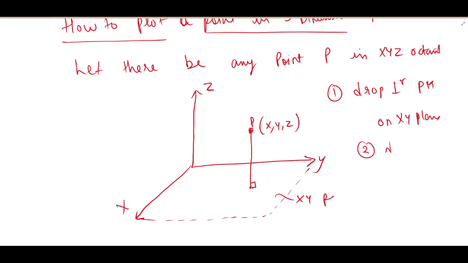Now second, draw a perpendicular line to the x-axis, that is ML, which is parallel to the y-axis. So we will draw a perpendicular line from M to the x-axis, which will be parallel to the y-axis. So this is point L.